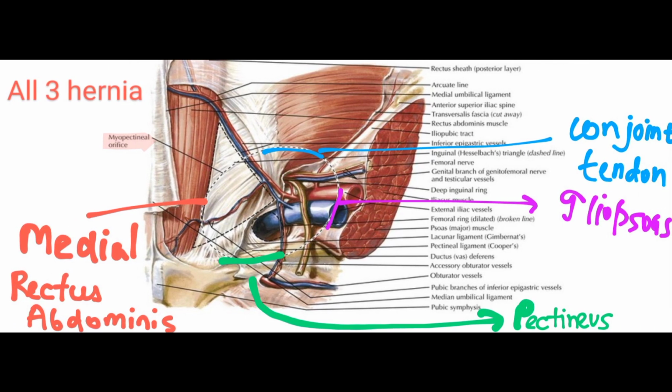Then next we have the image of the myopectineal orifice. The myopectineal orifice is the orifice in which all three hernias, that is direct and indirect inguinal hernia and femoral hernia, can occur. The superior medial boundary is formed by rectus abdominis, the inferior medial boundary is formed by pectineus, the inferior lateral boundary is formed by iliopsoas, and the superior lateral boundary is formed by the conjoint tendon. Rectus abdominis, then pectineus, then iliopsoas, and then the conjoint tendon.